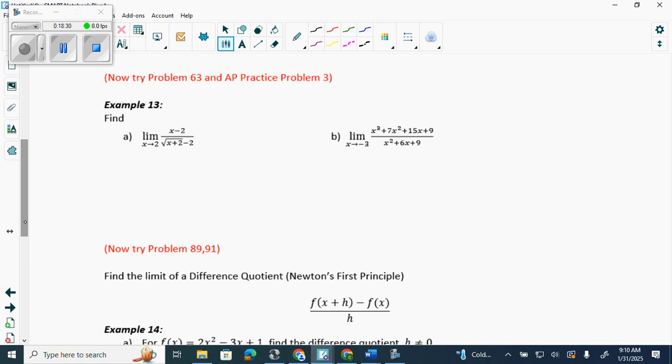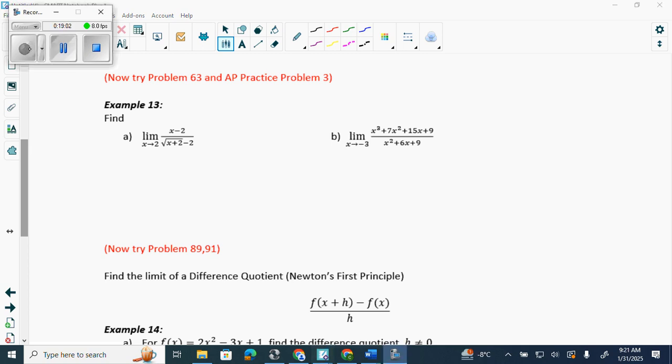Example 13. If I plug the 2 in, I'm going to get a denominator issue, correct? So I'm still going to have to multiply by the conjugate. You're going to try that one out. And B, I have an x cubed. What am I going to have to do in order to factor that? Starts with S. Rhymes with synthetic division. Thank you. Wow, you guys are really on the ball today, Friday. Good job. Cool. Synthetic division. Yeah. So A and B, try it out.